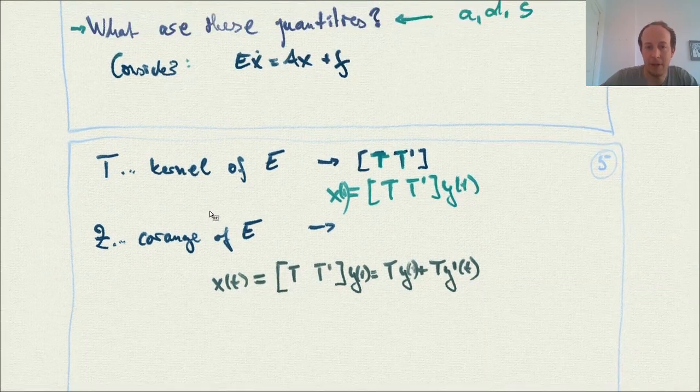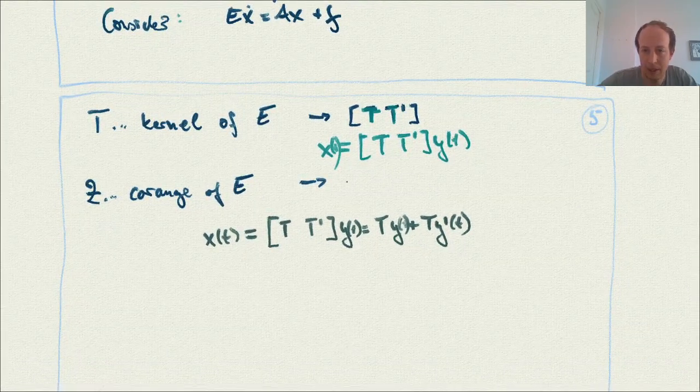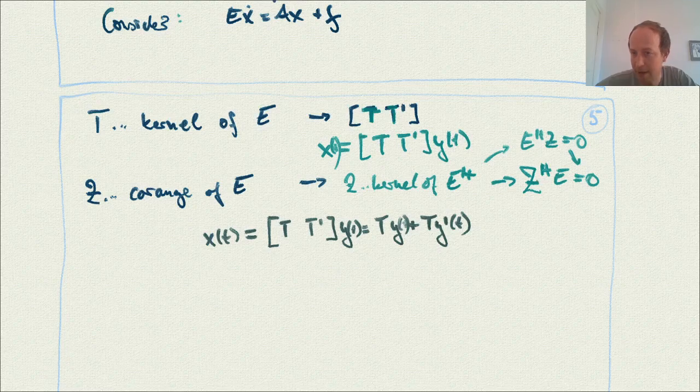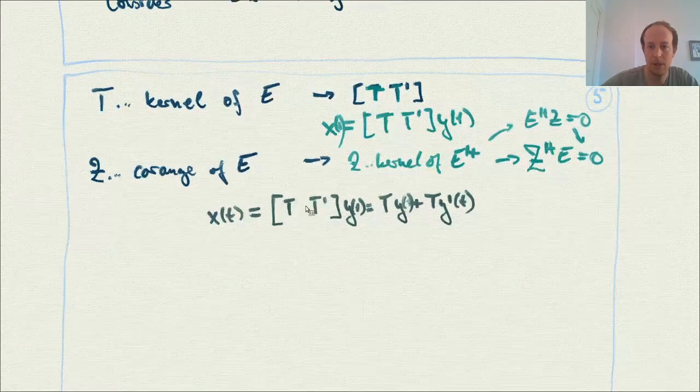And then we have the co-range of E, which is the kernel Z of E^H, and this in particular means that Z^H E is 0, because E^H Z is 0. This is what is meant by the kernel, and then we can take the transpose to get that Z^H E is just 0.